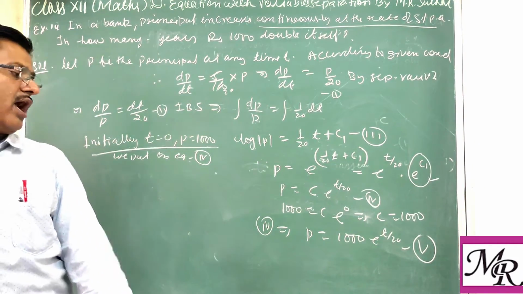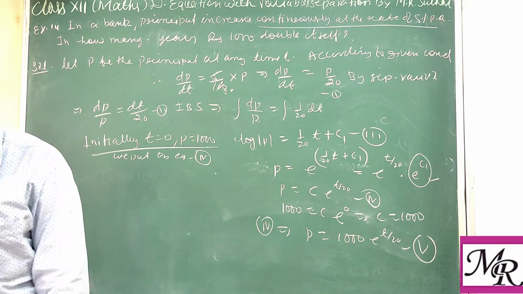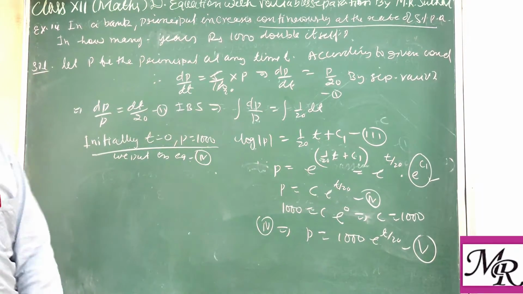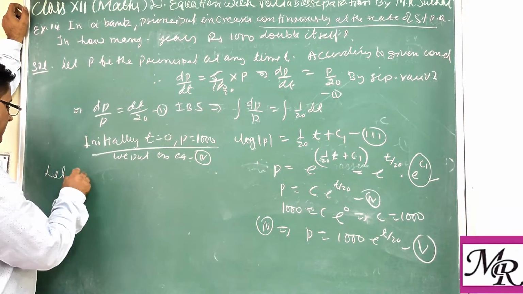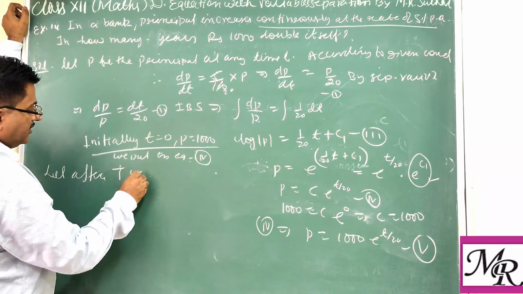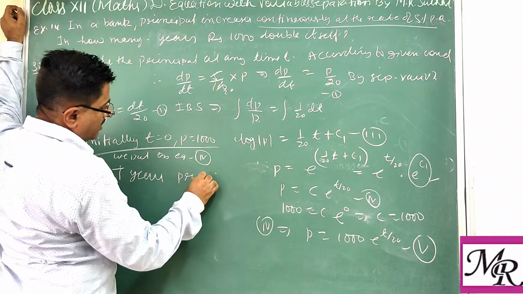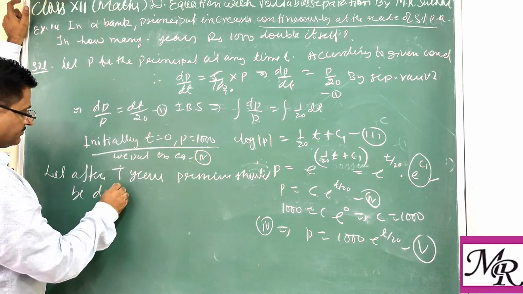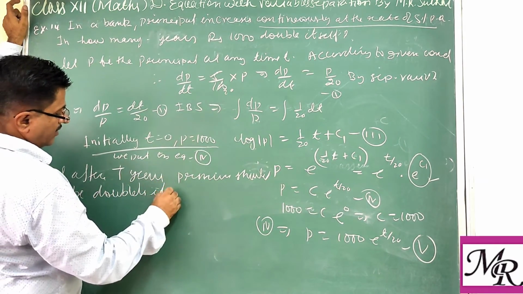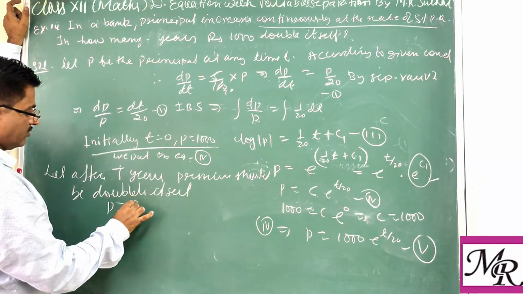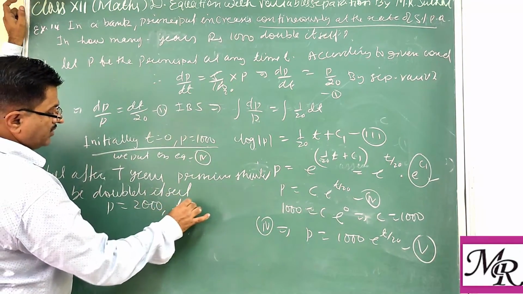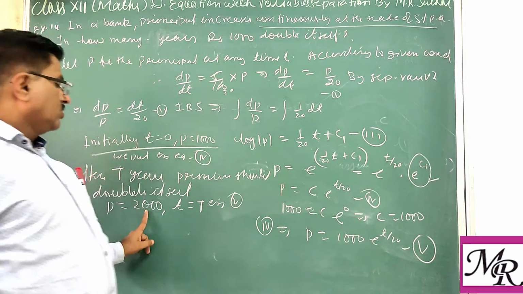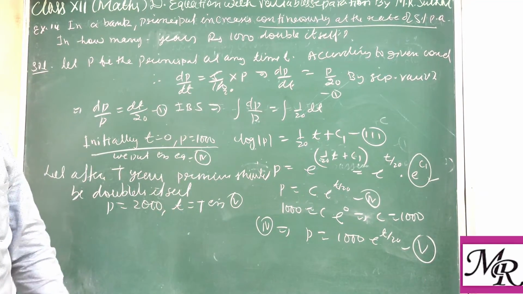Clear? Now we have to find the t. After time T, the money should be double. So we put that after capital T, the principal should be double itself. So what we put now is P equal to double, means 2000, and small t replaced by capital T in equation 5. In this equation we put P as 2000 and small t as capital T.